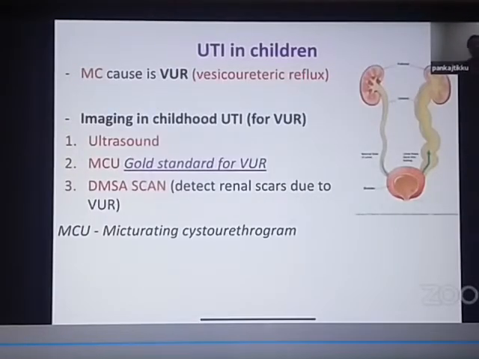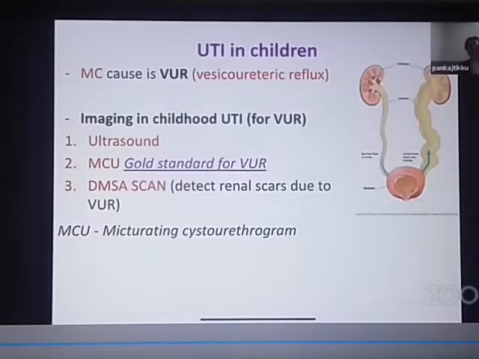The next topic we will do is urinary tract infection in children. Now please, before you start writing, pay attention to what I am saying first. Please don't start writing suddenly. See, urinary tract infection in children is not a very common phenomenon.